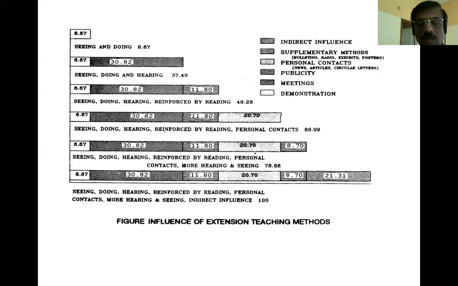So this is about the factors to be considered while selecting the teaching methods. With this, I am completing the teaching methods chapter. In the next class, we shall see another chapter.